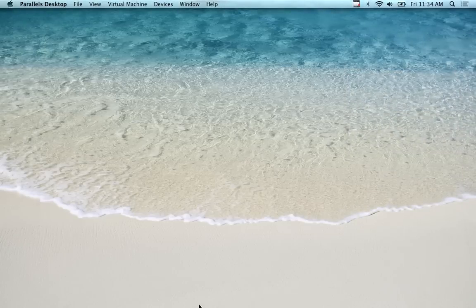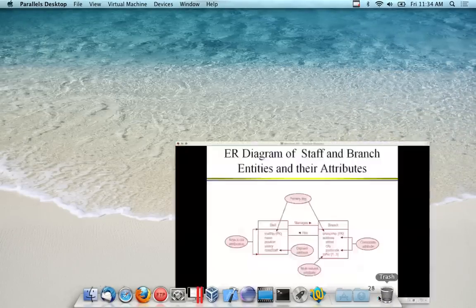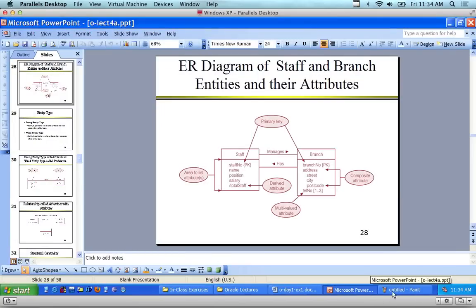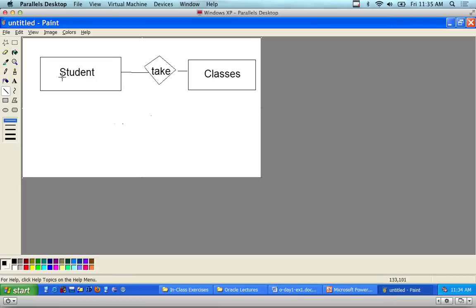Get rid of this one. Oops. Hold on one second. I forget I'm in a window here. If I go back to my lovely little diagram here, I can do this, and connect them this way.